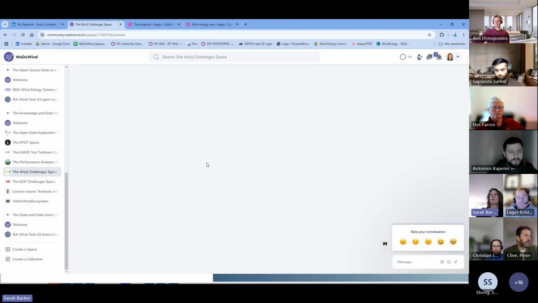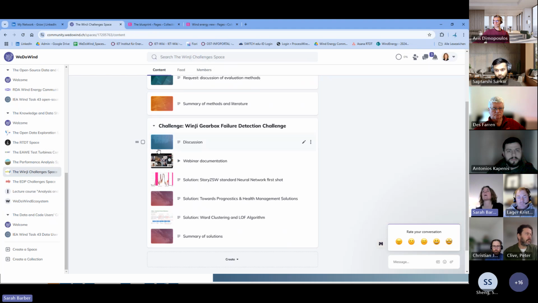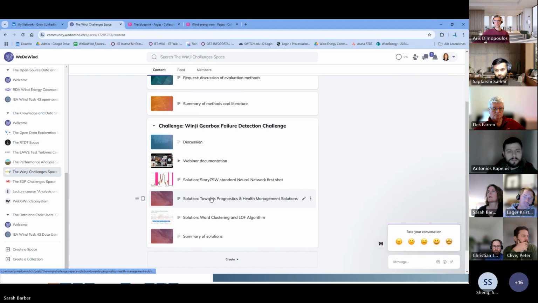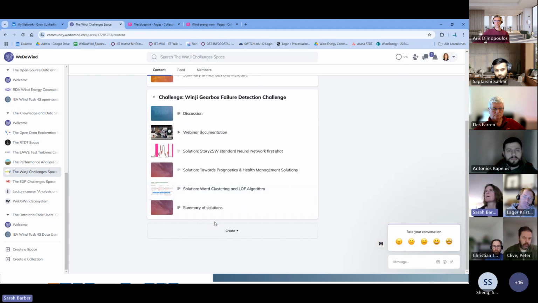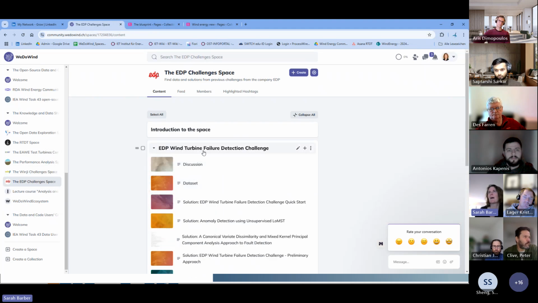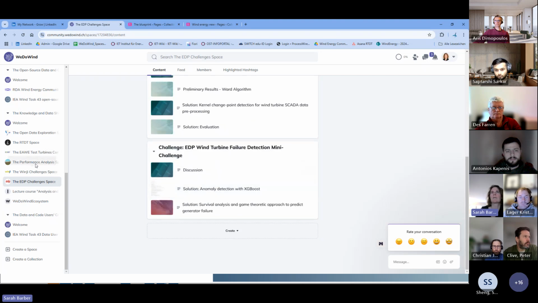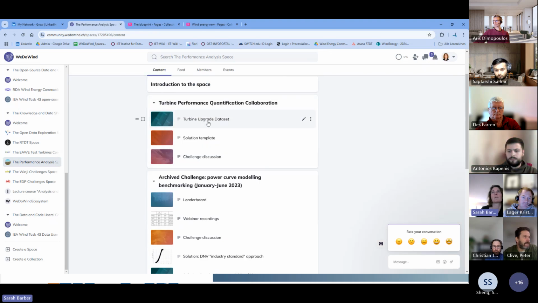For example, this is an old one from a Swiss company who submitted, so contributed some SCADA data, and the data should be inside there somewhere in the future. Let me just go to a different one because I think for some reason that data is missing. But we have a challenge description, we have a discussion, we have access to the data set, we have people's solutions that they've submitted. And so it is possible to actually go through these spaces, they're public spaces, and see different data sets.